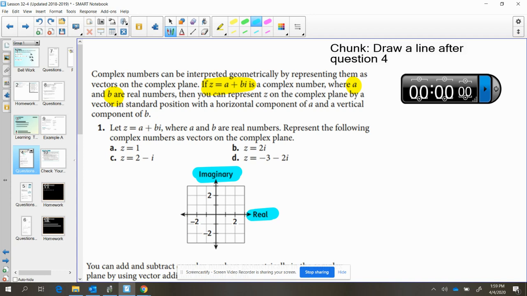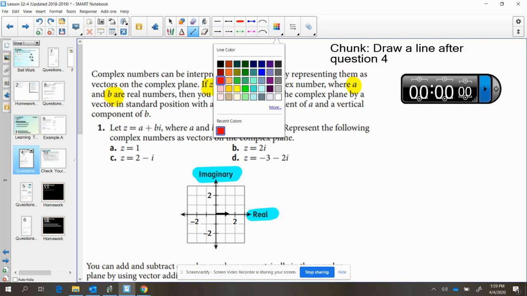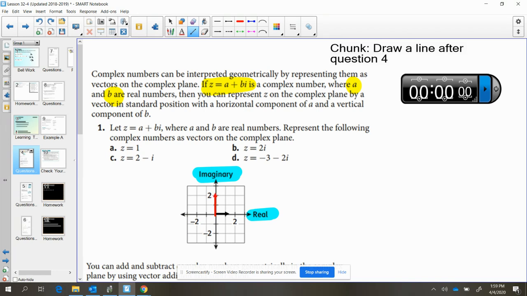So notice here, when we graph these particular pieces here, we're graphing these on the plane. Z equals 1, 1 is going to be representing the A value, and we're going to go 1 unit to the right here on our plane. So there's A. Now B, let me change color on this, is 2i. So that's the B value is 2, and the i we're representing then again on our imaginary plane.